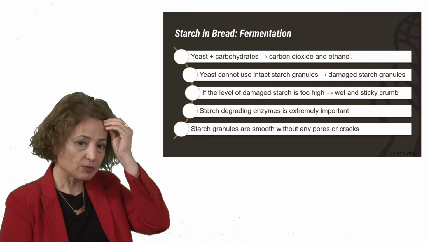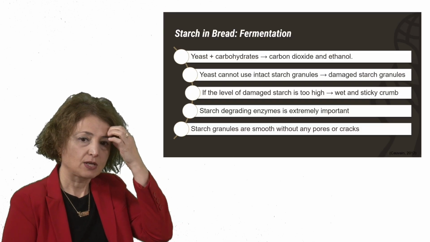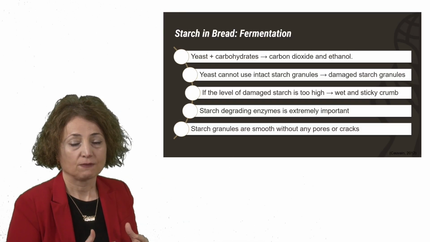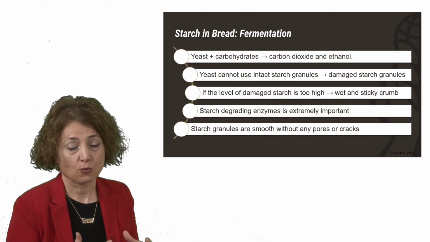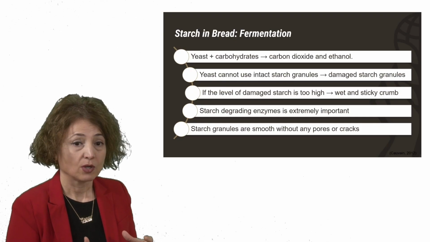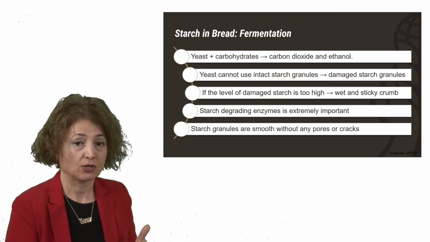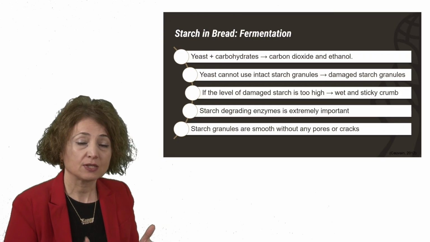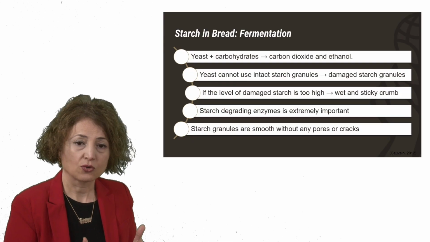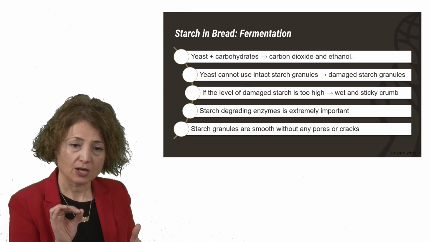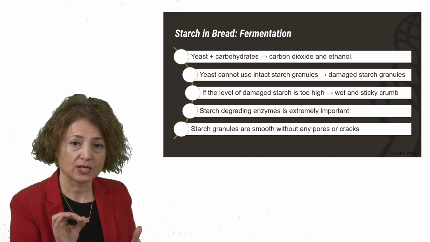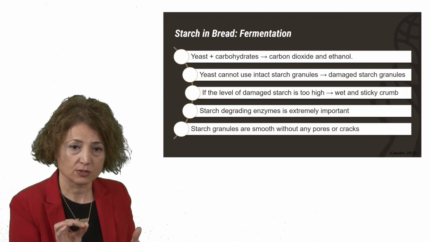So yeast will be first using the damaged starch granules. Again, if we have very high levels of damaged starch, it can cause wet and sticky crumb because we don't have a set internal bread structure. We need intact starch granules to have optimum crumb structure.